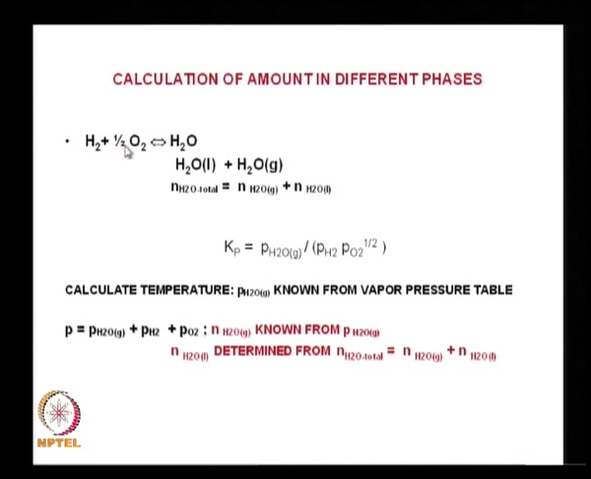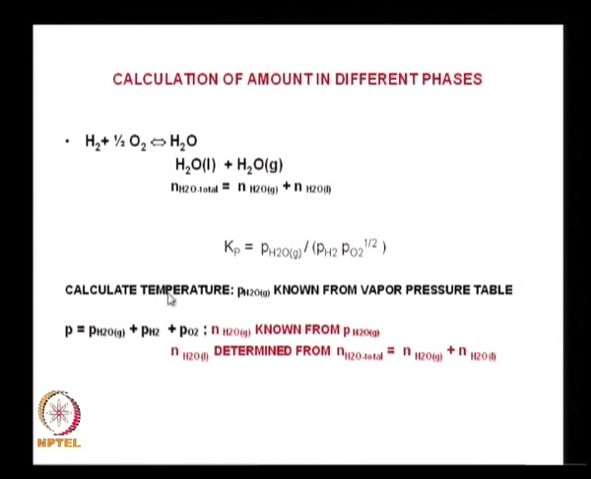I take the reaction H2 plus half O2 is equal to H2O. Therefore, the total number of moles of water should be the total number of moles in the gas phase plus the total number of moles in the liquid phase. For this reaction I can write Kp is equal to PH2O(g) divided by, if it were all gaseous, PH2 times PO2 to the half. It need not always be fully gaseous, but how do I find out the percentage of water?